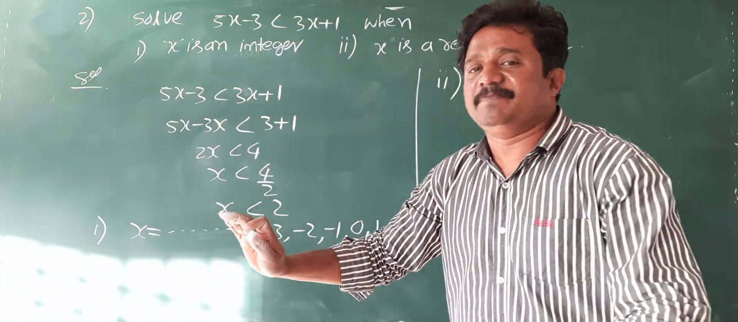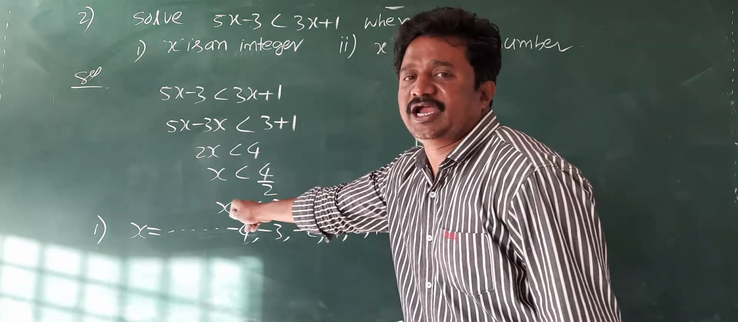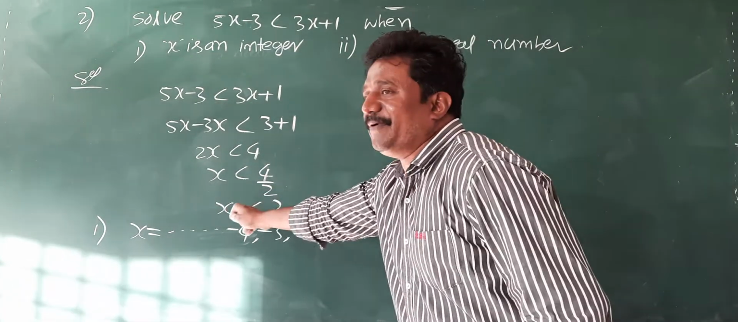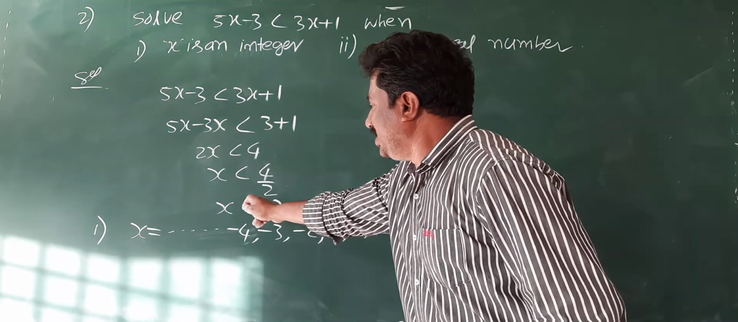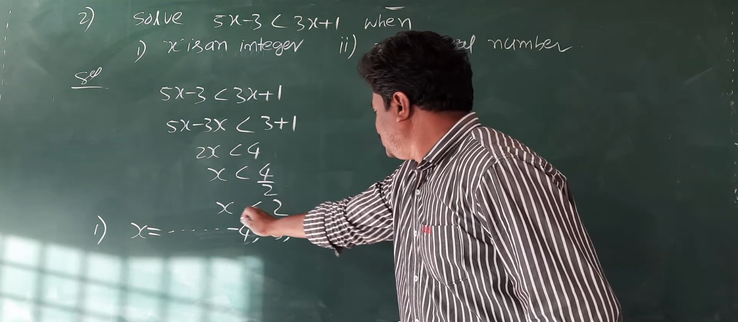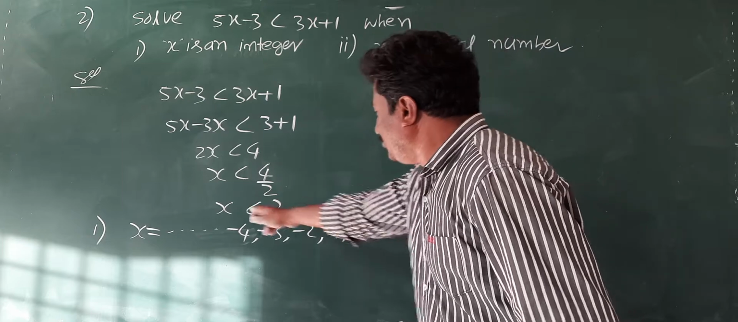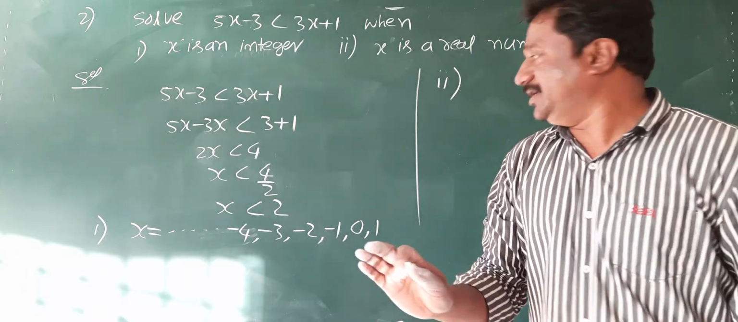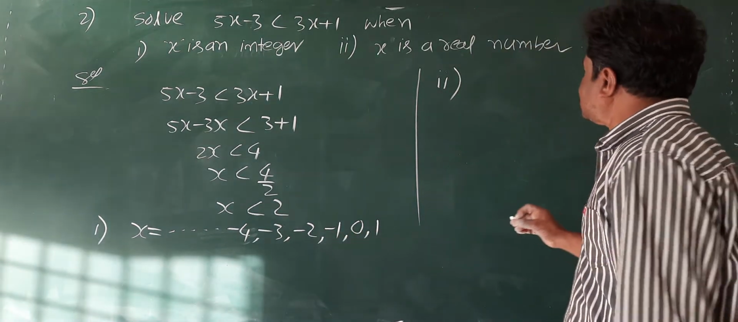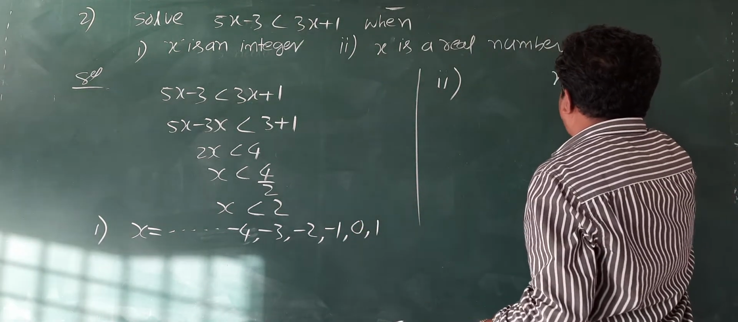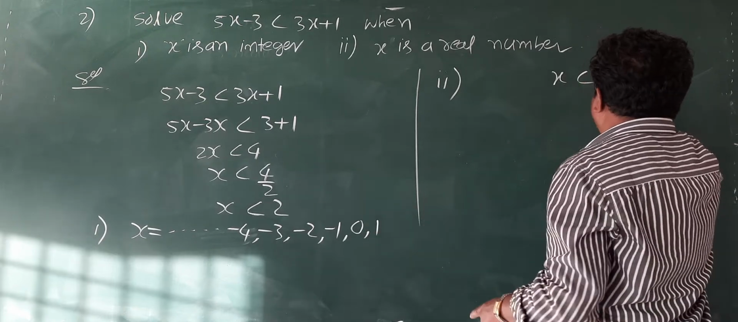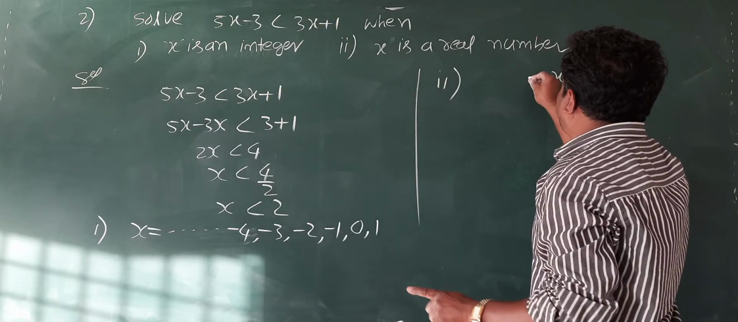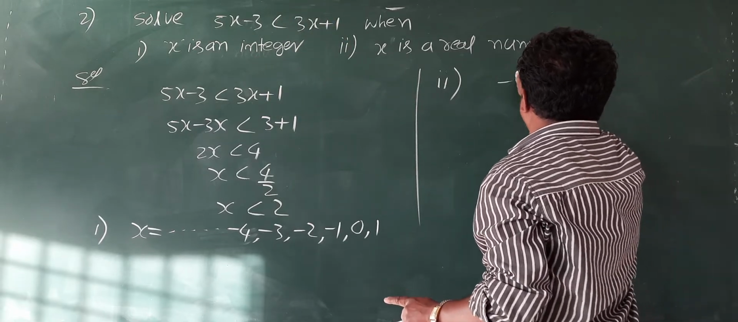Tell me which real number satisfies this. 1.9. 1.9 is less than 2. 1.99 is less than 2. So next 1.1, 1.2. There are so many reals. Keeping that in mind, you go for writing. So all x values strictly less than 2, and it will go up to minus infinity.